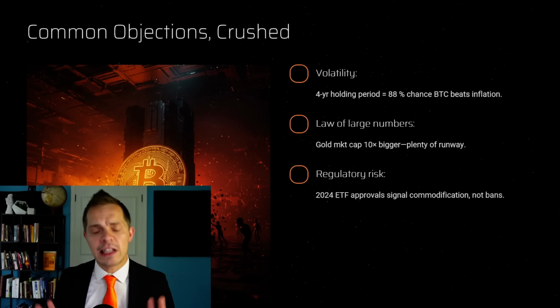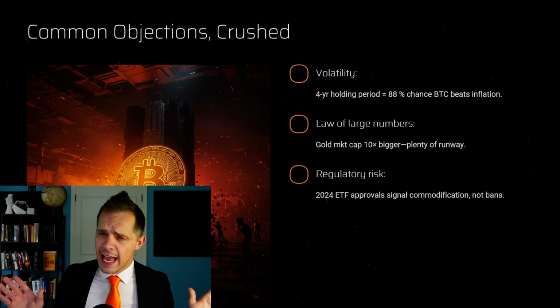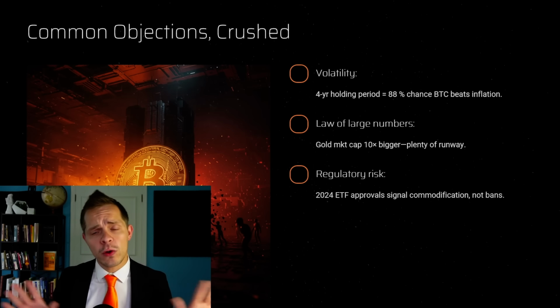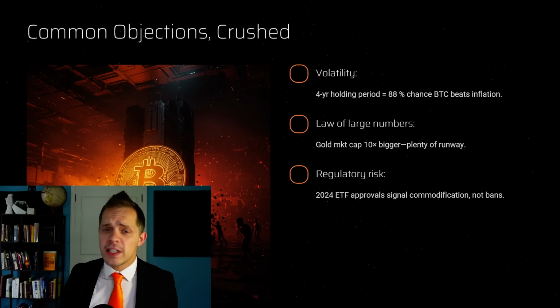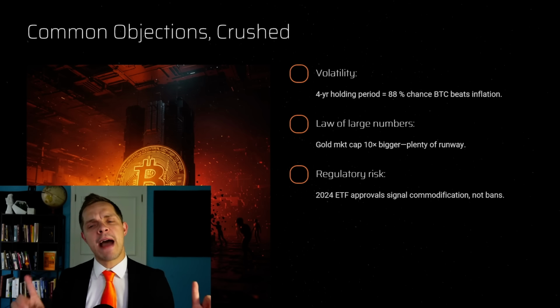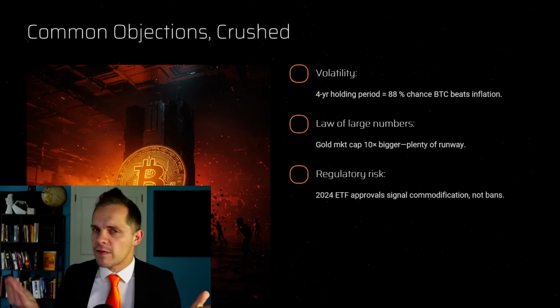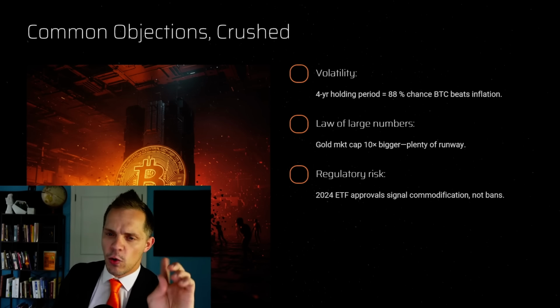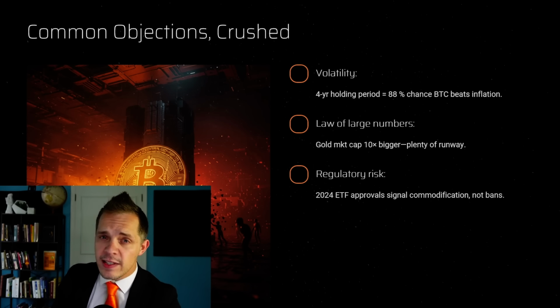Objection 2, the law of large numbers will throttle future returns. Bitcoin's market cap is about $2 trillion, gold hovers near 20 trillion, equities north of 100. Even a $10 trillion Bitcoin merely matches a single legacy store of value. Room to run is measured in orders of magnitude, not basis points.